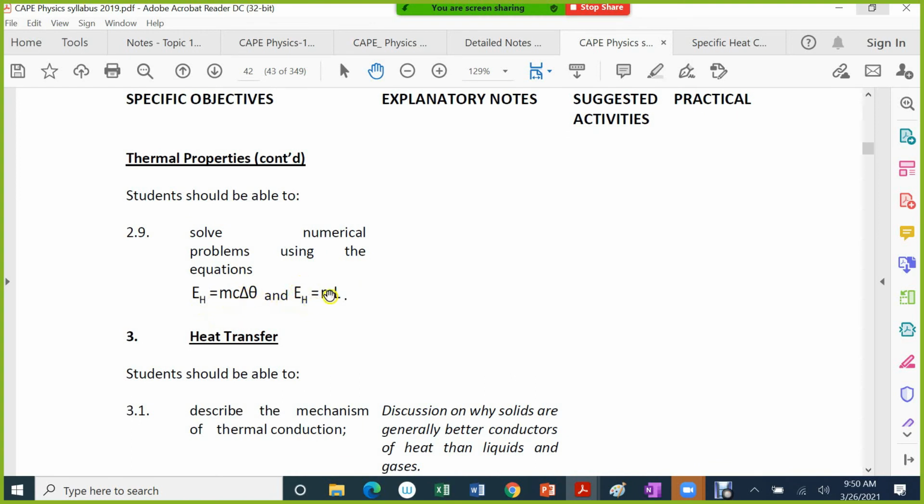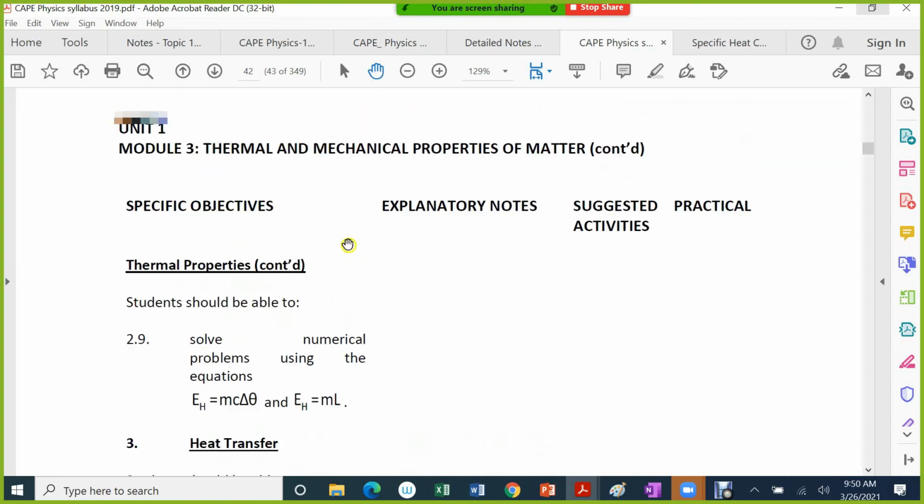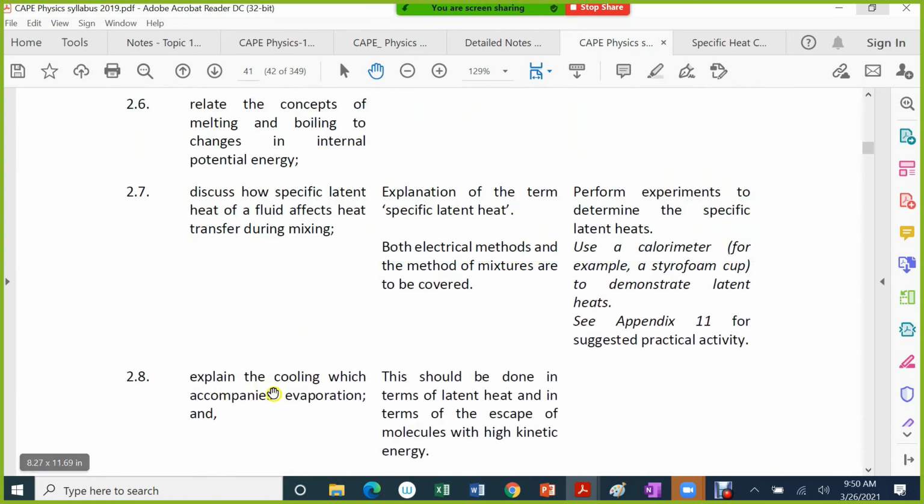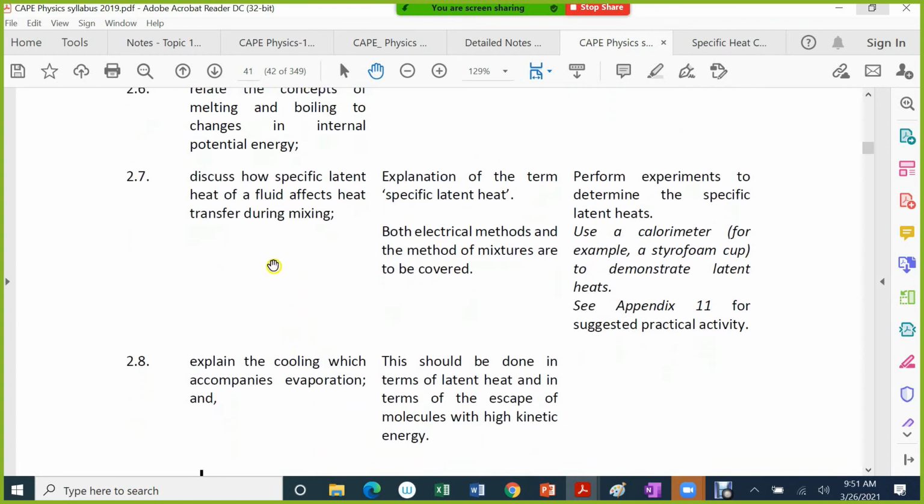So we would have essentially solved problems using these equations. Heat energy is equal to mc times the change in temperature. We use the one for latent heat of fusion, all of that coming down the line. We have explained cooling. Well, I don't think I've explained cooling quite. I didn't talk much about cooling, but I talked about evaporation. So that is something that I could go back over. You could do a little bit of reading up on what is happening when cooling is taking place.